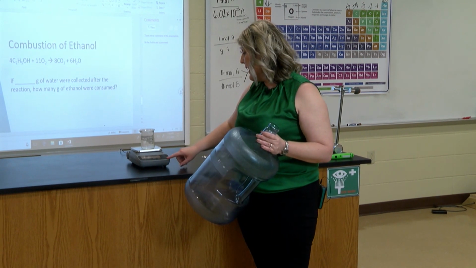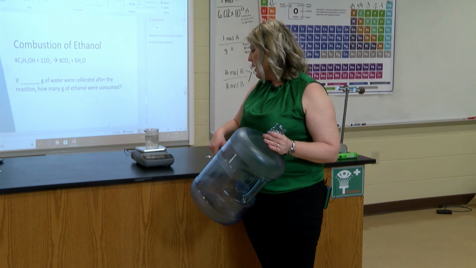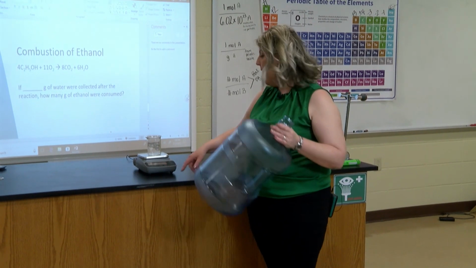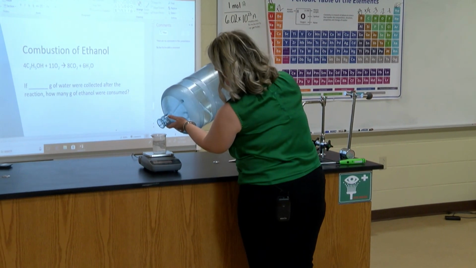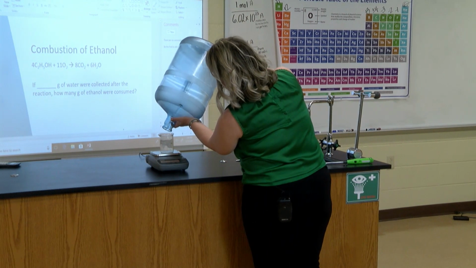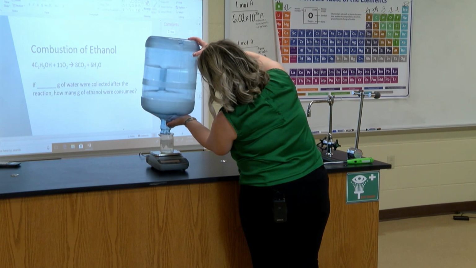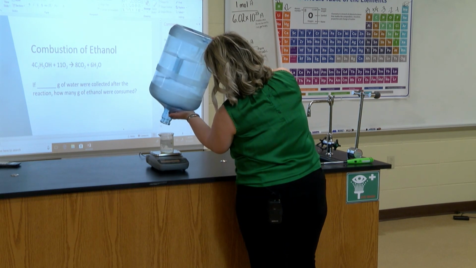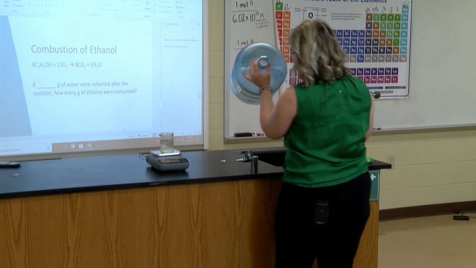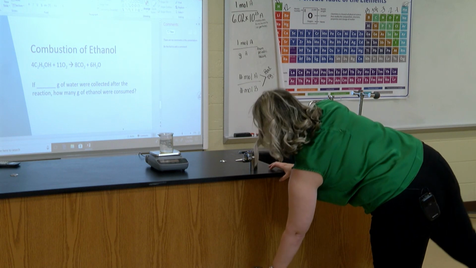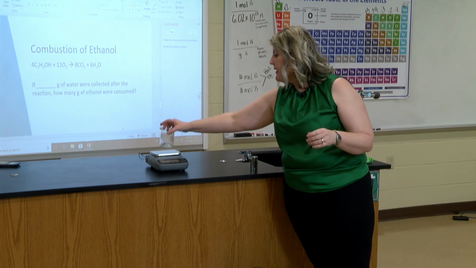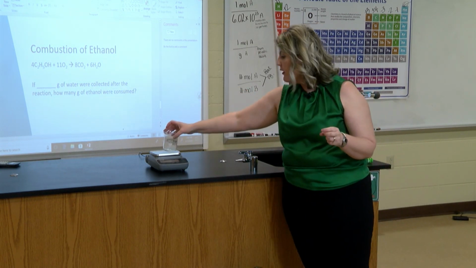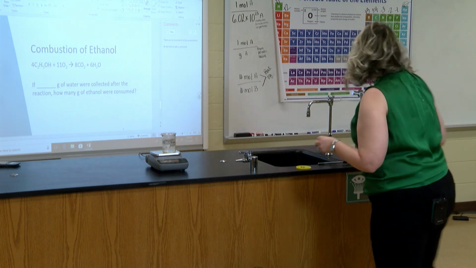So I'm going to put a beaker on the scale, and I'm going to zero it out. And then I'm just going to pour the water in. We're going to have a little error here because some splashed out, and I'm not going to be able to get every bit of it. But it looks like we created 10.1 grams of water.